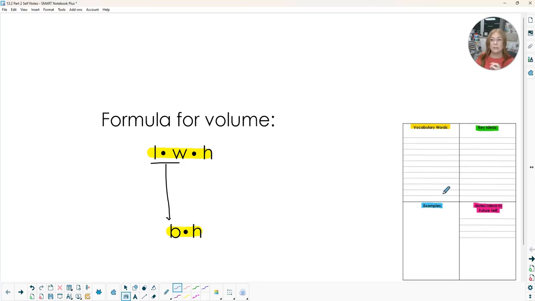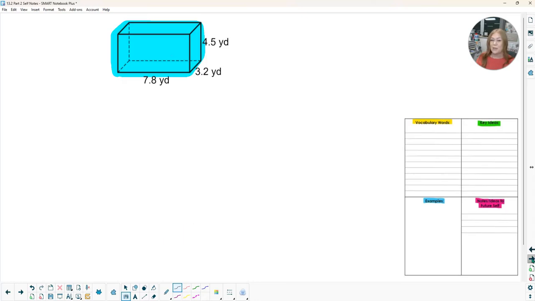Now you might notice your page looks a little different than normal, but I think you're smart and you can figure out where things go. So our first problem here is we are looking for the volume of this rectangular prism. So we just have decimals here. So our formula is length times width times height. So we know the length is 7.8. We're going to multiply that by 3.2 for the width, and we're going to times that by 4.5. So length times width times height, we're solving for that volume.